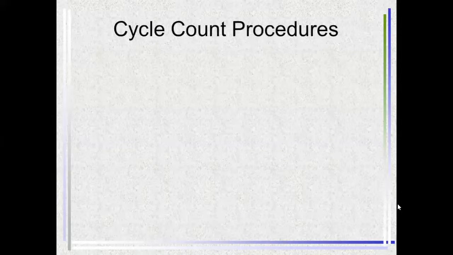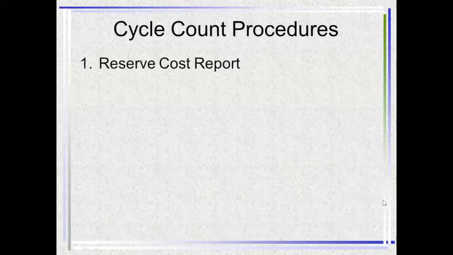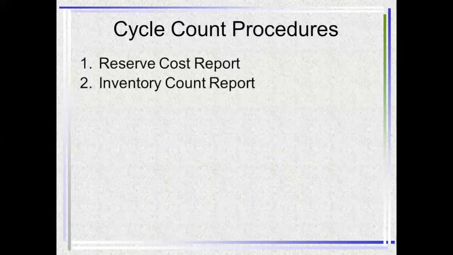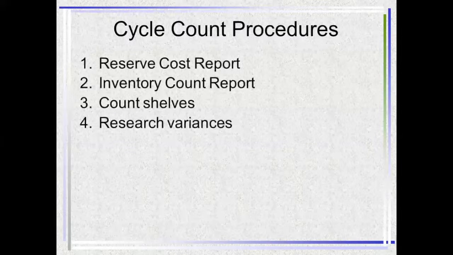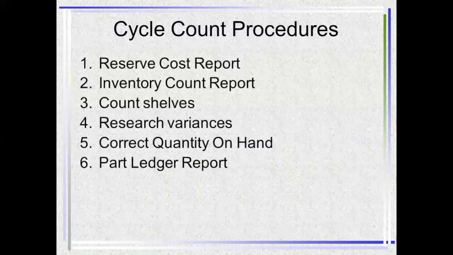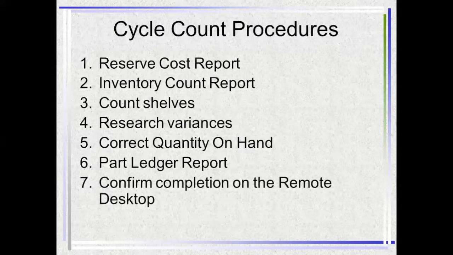There are 7 procedures on how to correctly do your cycle counts. They are the reserve inventory cost report, the inventory count report, count the inventory on your shelves, research any variances, correct your quantity on hand, the parts ledger report, and confirming completion of the cycle count to the support center.